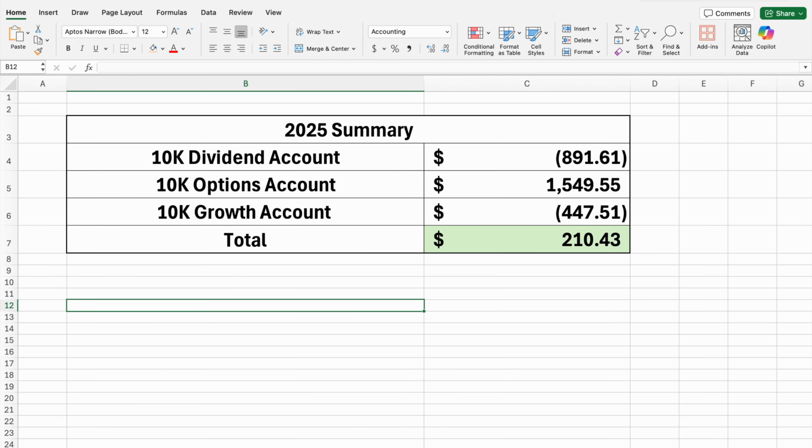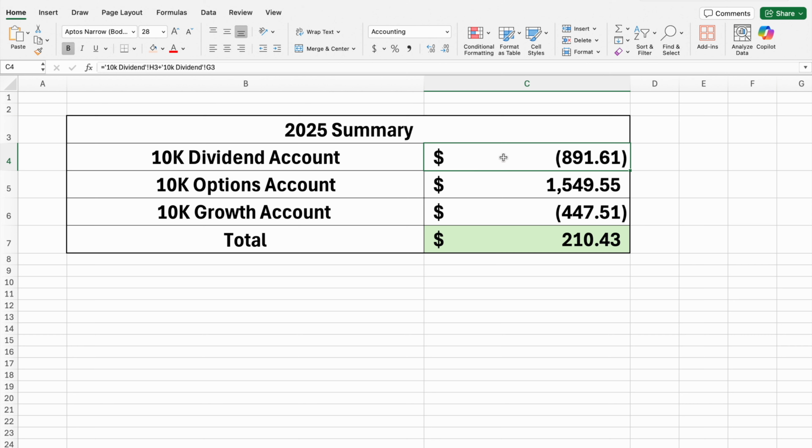And lastly, I do want to cover the summary because I think it tells the full story, right? The $10,000 dividend account, like I said, is down quite a bit, almost $900. The growth account is down about $450. And then again, that option account is keeping everything afloat at $1,550. So we're almost net zero, right? We're at $210 in the positive.